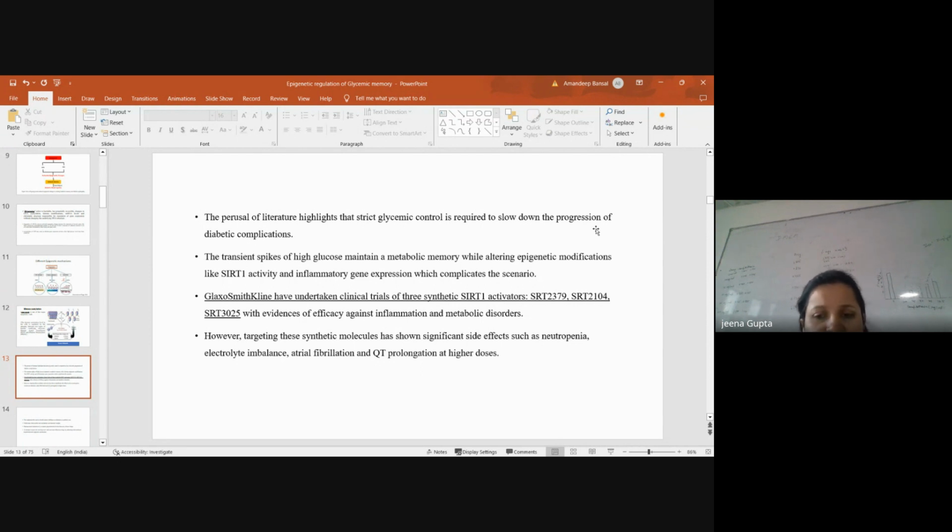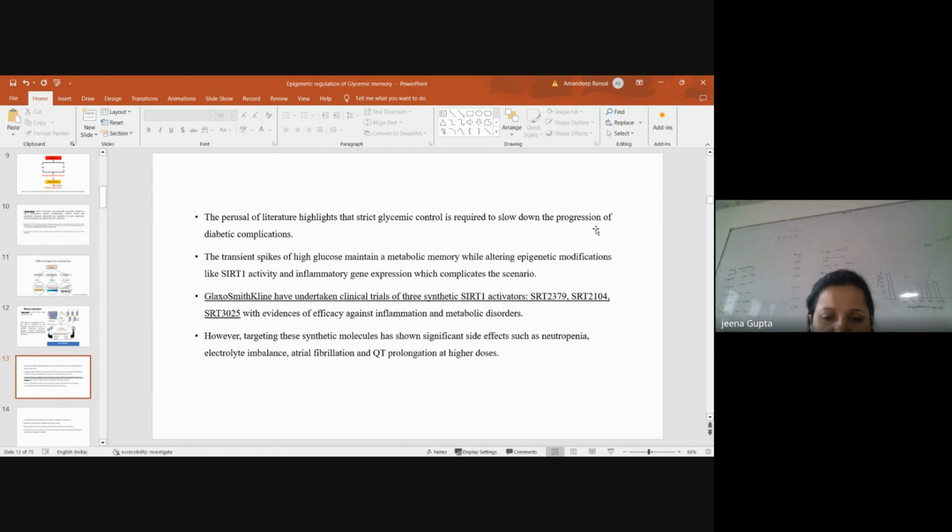There are certain activators which are in clinical trials but yet to be released into the market, like SRT-2379, SRT-2104, SRT-3025, which are proposed to be effective against metabolic disorders. But these synthetic SIRT1 activators are loaded with many harmful effects. They have many side effects which may further complicate the scenario. They may maintain the normal glucose level but may accelerate the diabetic complications.